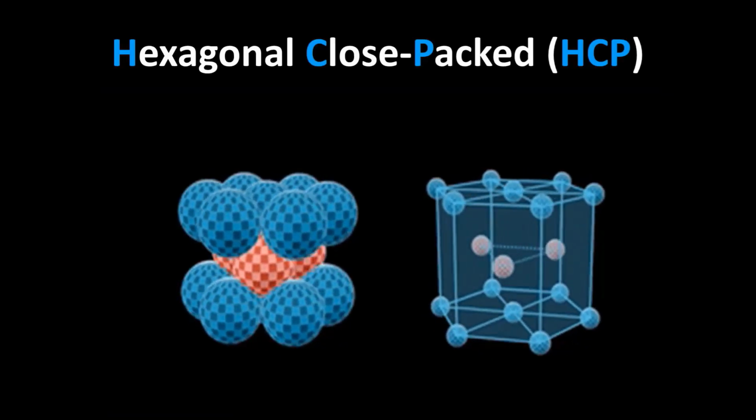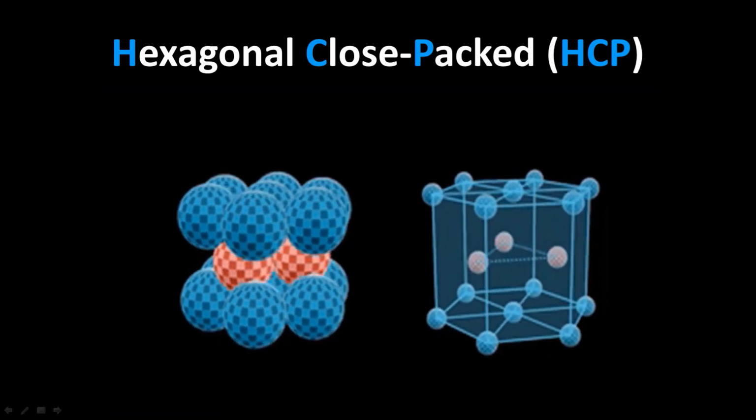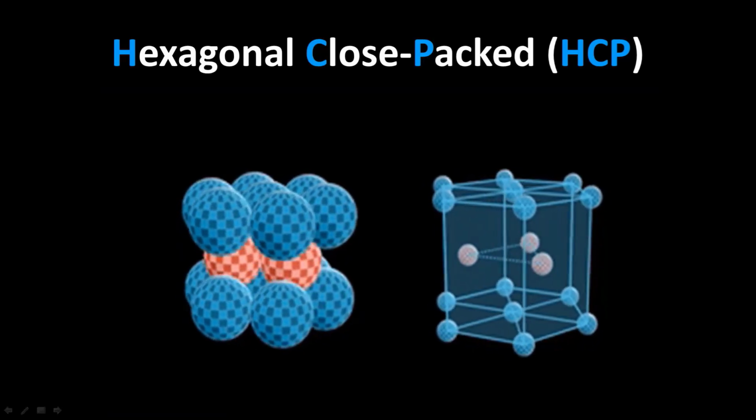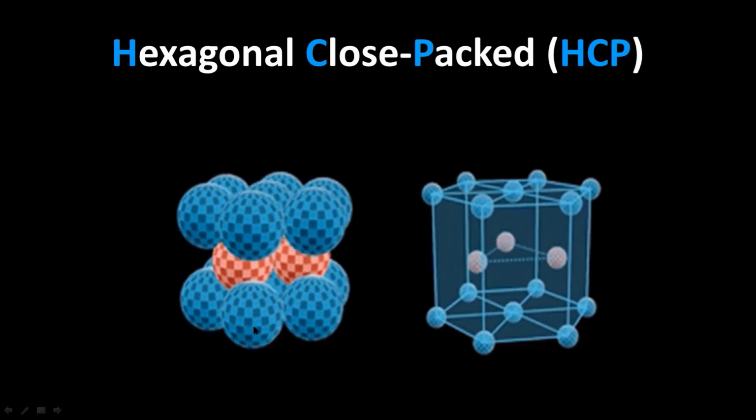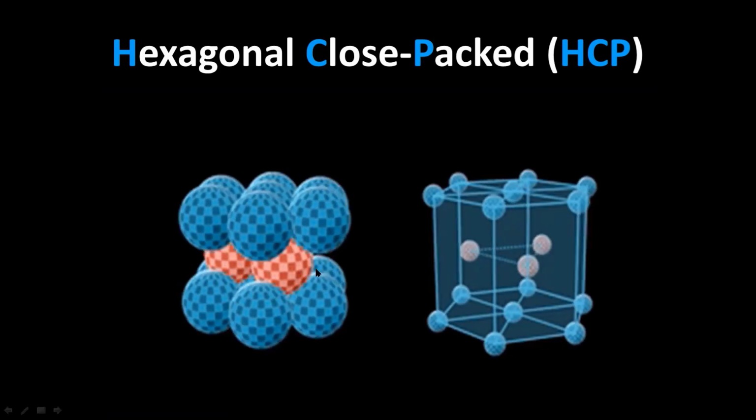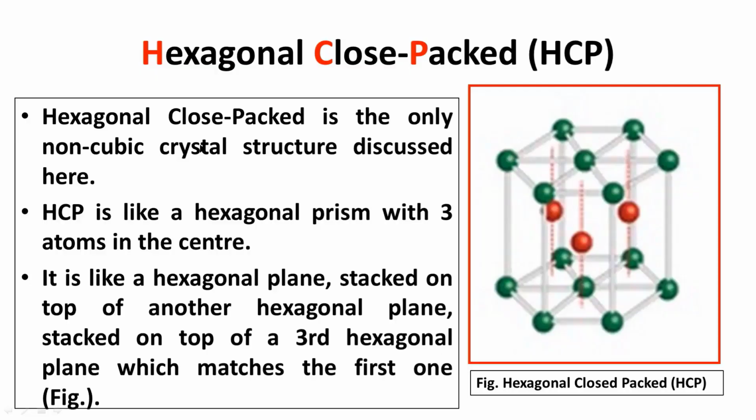This is the animation of hexagonal close packed. It is very obvious that the top plane has 7 atoms, the bottom plane has 7 atoms, and the middle plane has 3 atoms. Hexagonal close packed is the only non-cubic crystal structure discussed here. HCP is like a hexagonal prism with 3 atoms in the center. It is like a hexagonal plane stacked on top of another hexagonal plane, stacked on top of a third hexagonal plane which matches the first one.